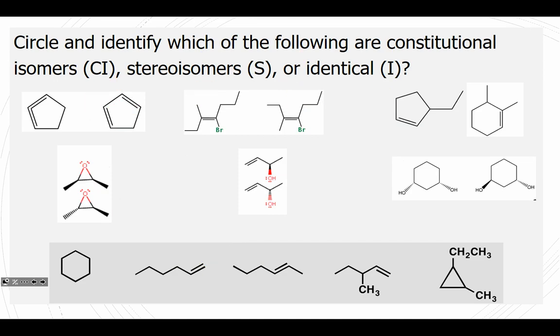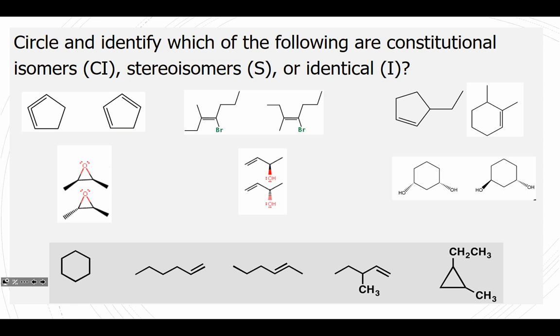Okay, so we also need to be able to look at things and determine if they're constitutional isomers, stereoisomers, or identical molecules. Remember, constitutional isomers will have the same molecular formula. Stereoisomers will be cis and trans. And identical ones will be named exactly the same.